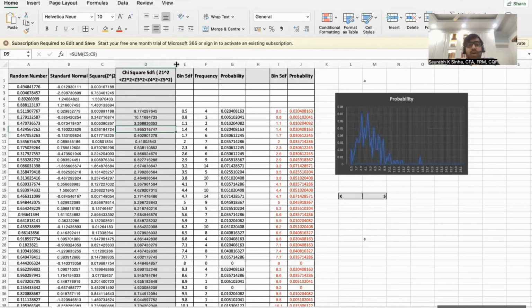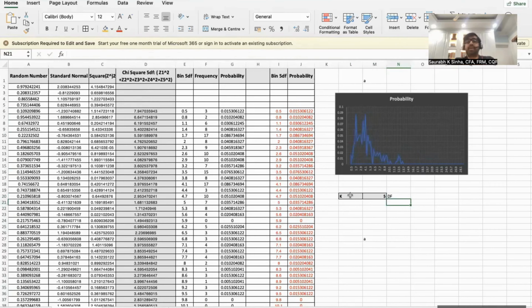So actually, how many Z am I summing up? 5. And that is your degree of freedom, which is also denoted by K that you see on the screen. What is degree of freedom in the chi-square distribution? The number of standard normal data sets you are squaring up and adding. Is it 5? Is it 6? Is it 7? For the time being, it is 5.